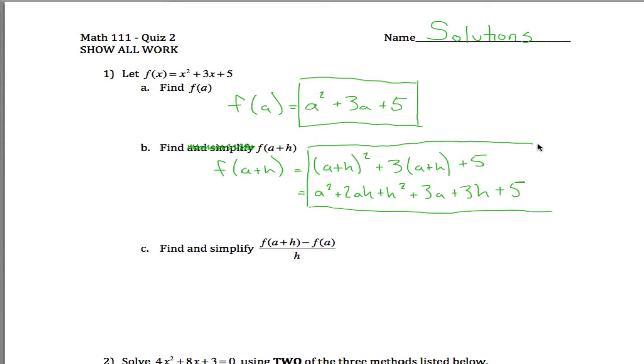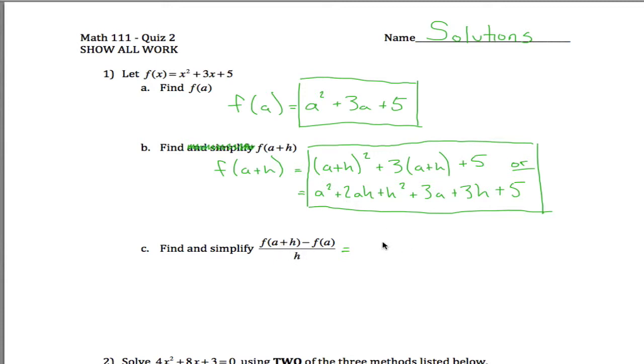However, I think what you'll find is that if you leave your answer as this for part B, in part C, you're going to have to change it into this anyways. So let's go ahead and do that. Part C is asking me to simplify this mess, which just looks like a bunch of symbols right now. It'll turn out that this has a really important meaning in calculus. This is what's called the difference quotient. But for now, it's just a bunch of symbols.